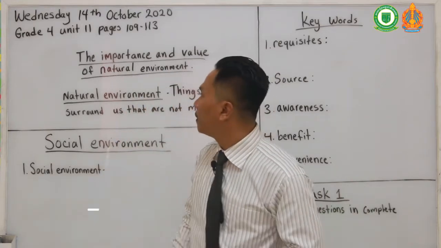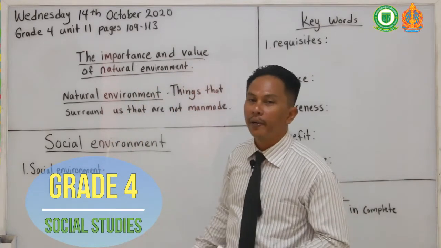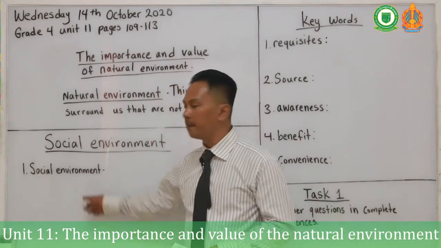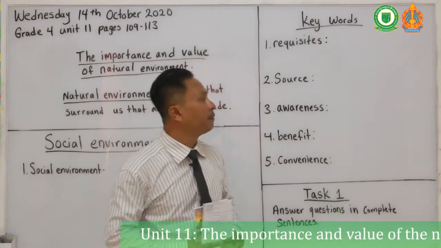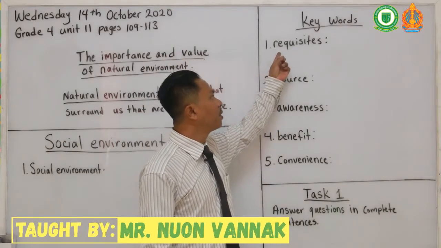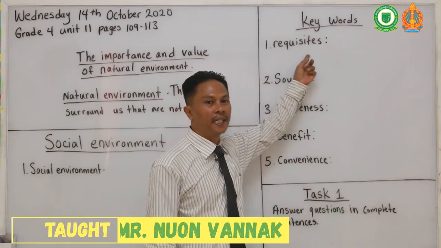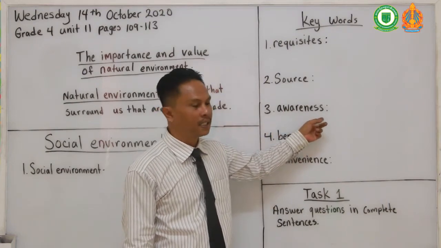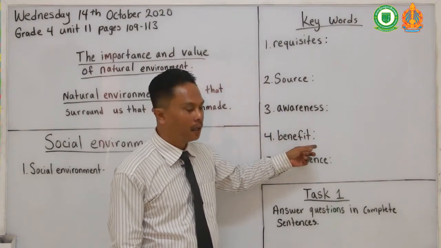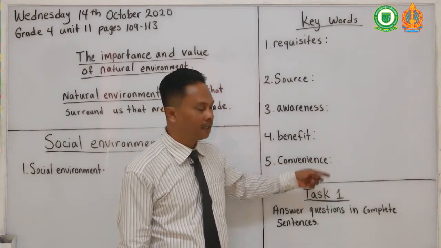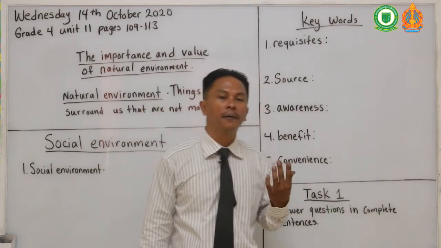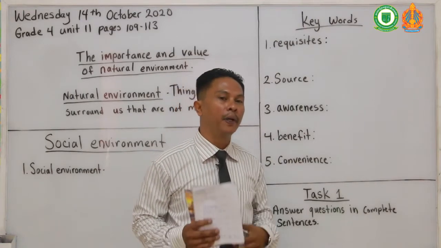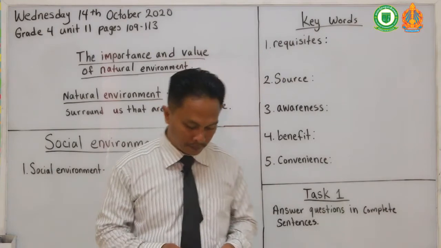So that's the review on the natural environment, and today we are going to continue with the social environment, okay? And the social environment, I'm going to have you read the book before I write this down for you. Your keywords are going to be: number 1, requisite; number 2, source; number 3, awareness; number 4, benefit; and number 5, convenience. Before you start reading, I want you to look up these keywords, find the definition for each, and put it in your own words what you think the words mean, okay?